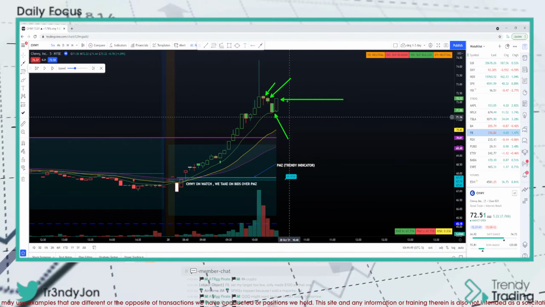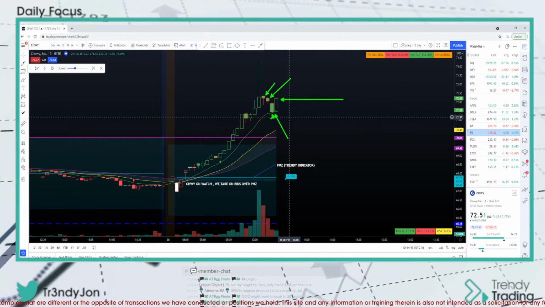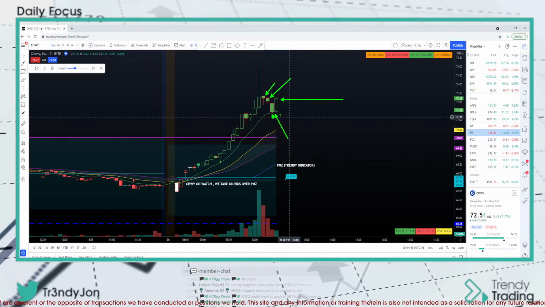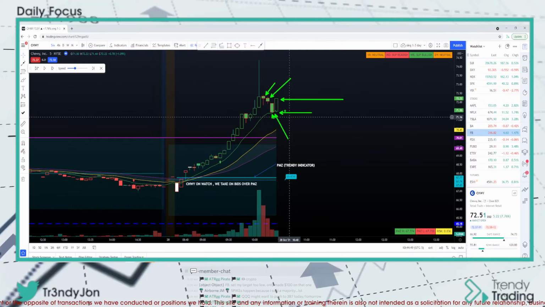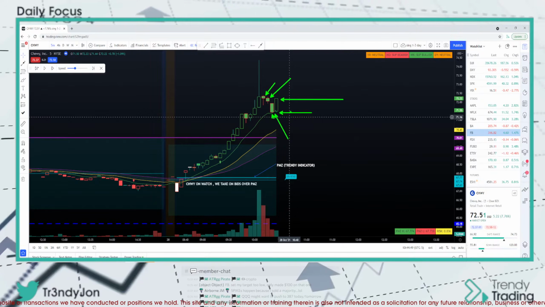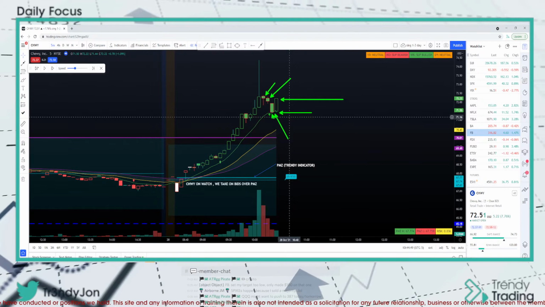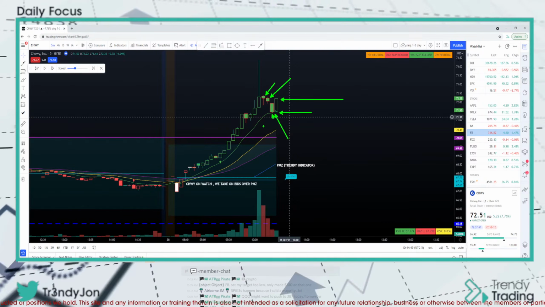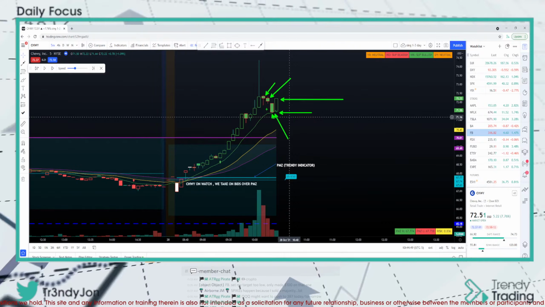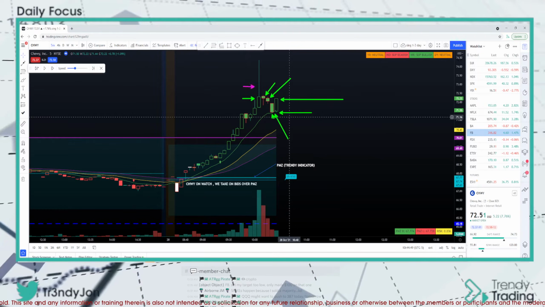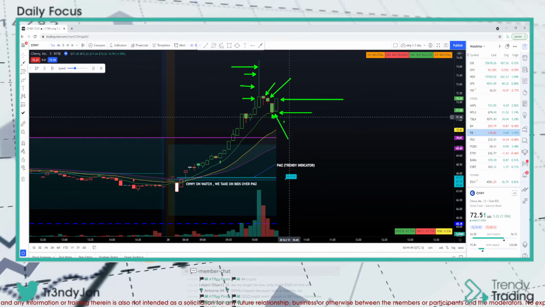So what happens right here, it tested, but it did not close under the EMA. And then you find yourself saying, oh man, now we're pushing right back up, right? Now, I will tell you as a disclaimer, the only part about that I'm not a big fan of is that in a 5-minute candle, look at this 5-minute candle, folks. In a 5-minute candle, anything can happen.